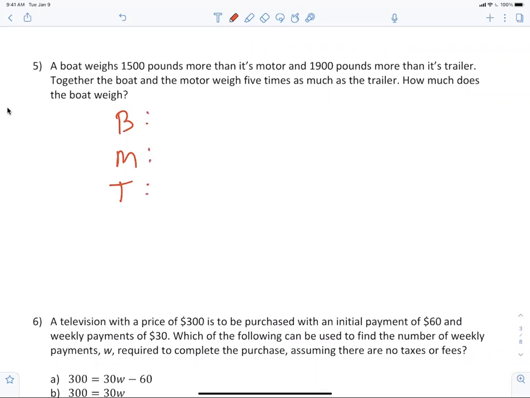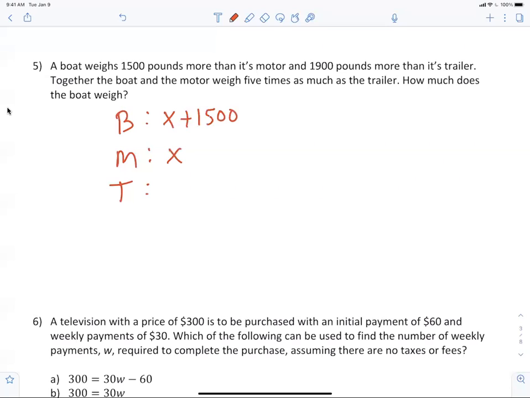Now, for the first half of this problem, just writing it out. It says the boat weighs 1,500 pounds more than the motor. So I'm going to let the motor weigh what? X. Now, if the motor weighs X, the boat would weigh X plus 1,500. Now the hard part. Please listen carefully because I don't like to do fancy things. I just read the problem and interpret the problem and go from there.